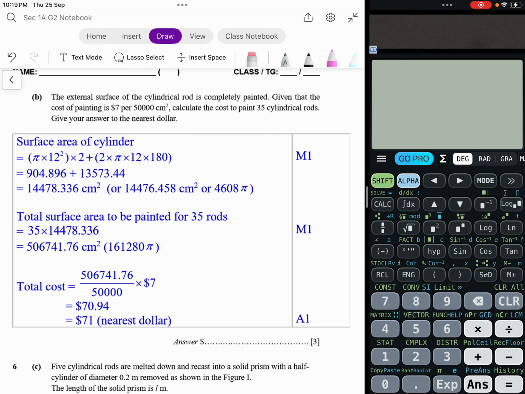The external surface of the cylinder rod is completely painted. Given the cost of paint is $7 for every 50,000 cm cube, calculate the cost to paint 35 cylindrical rods.